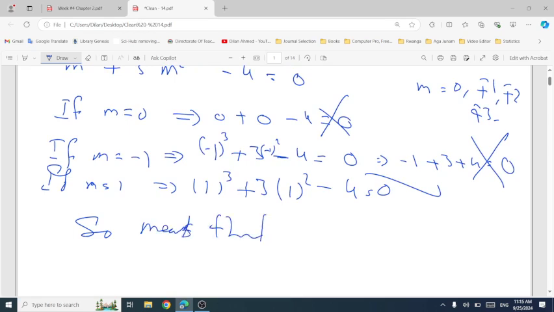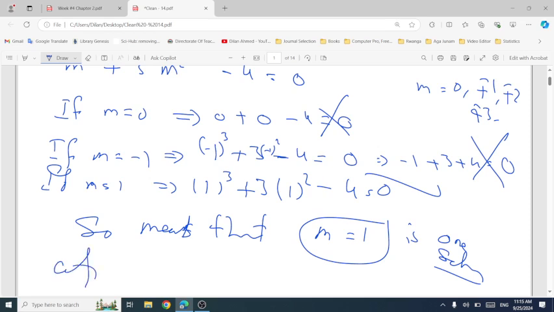So m equal to 1 is one solution out of how many? How many solutions should I have? 3, thank you. m to the power 1 gives 1 solution. m to the power 2 gives 2 solutions. Maybe one of them is absent, but it's called repeated or duplicate. m to the power 3 gives 3 solutions. Maybe they are repeated or not, I don't know, but in my mind it's 3 solutions. Okay, guys?